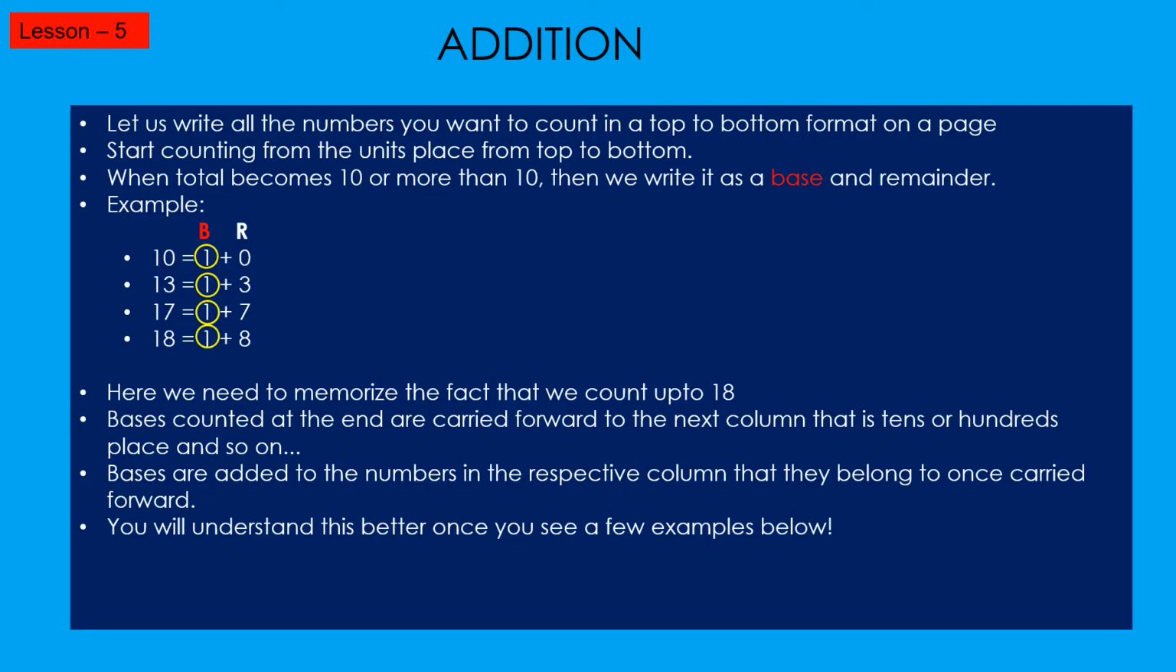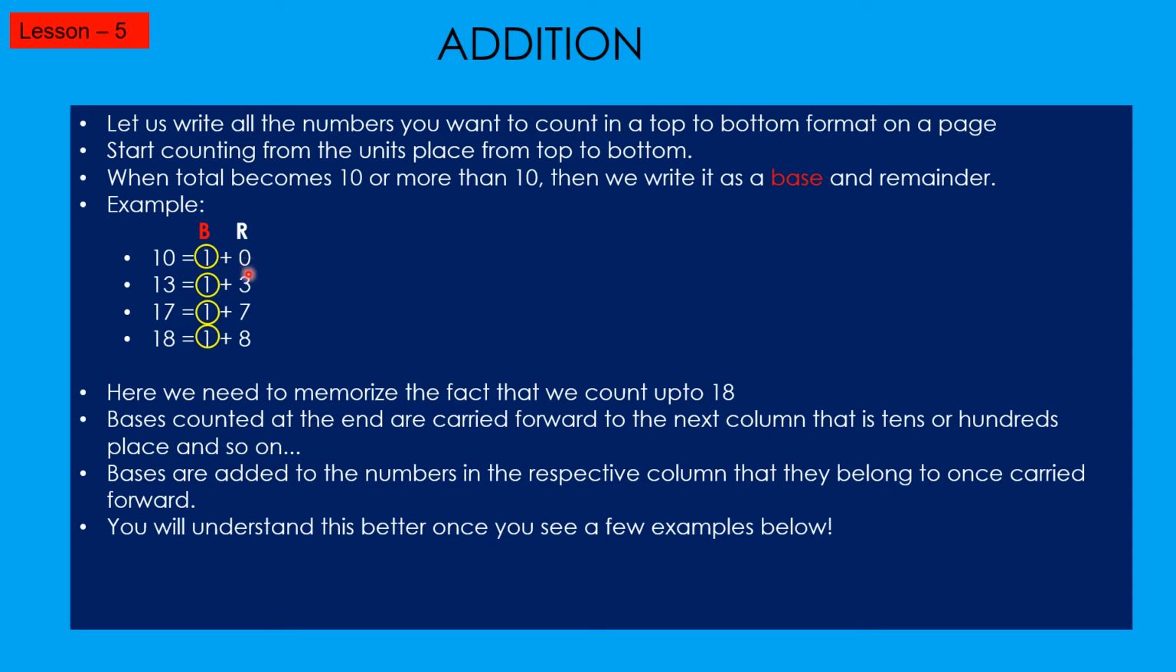Whatever numbers you have to add, you write in a vertical manner, that is from top to bottom. Then you start counting from the unit place from top to bottom. When our sum becomes 10 or more than 10, then we write it as a base and remainder. For example, if the sum becomes 10, we write 1 as our base and 0 as our remainder. We circle our base and we remember the remainder.